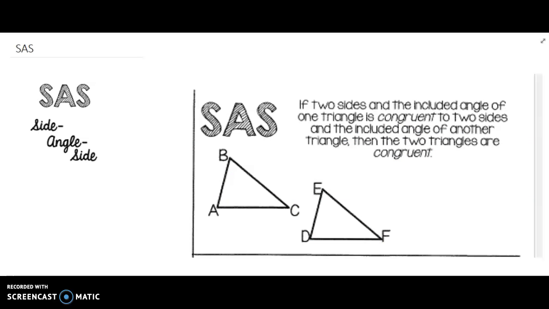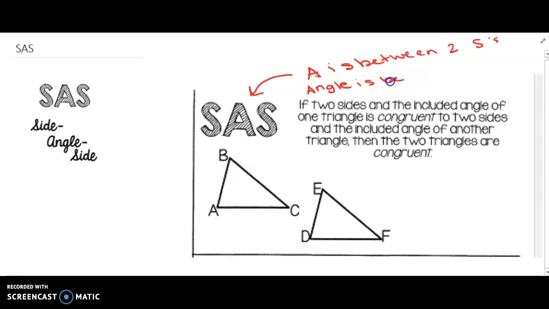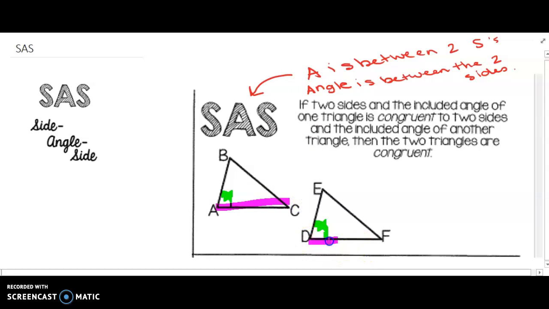All right, let's look at this one, the side angle side congruence theorem, or usually it's just SAS. Okay, now I want you to notice that the A is between the 2 S's, okay? Or I could say the angle, because that's what it stands for, is between the 2 sides. So that tells me that if I know, say, angle A is congruent to angle D, and if I know that AC is congruent to DF, and then BA is congruent to ED, then I can say the triangles are congruent.